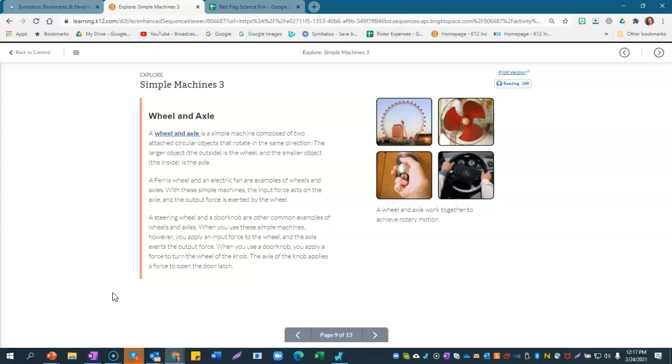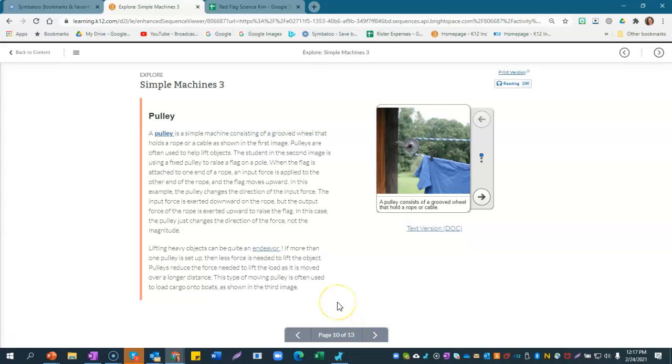And when you use these simple machines, however, you may apply an input force to the wheel and the axle exerts the output force. So depending on what you're doing and what type of wheel and axle we're looking at, the input force and output force can change. So that might be something to note as well. When you use a doorknob, you apply a force to turn the wheel of the knob. The axle of the knob applies the force to open the door latch.